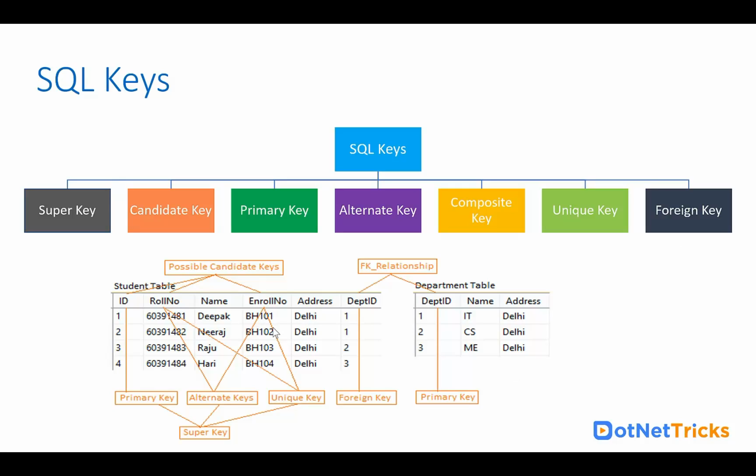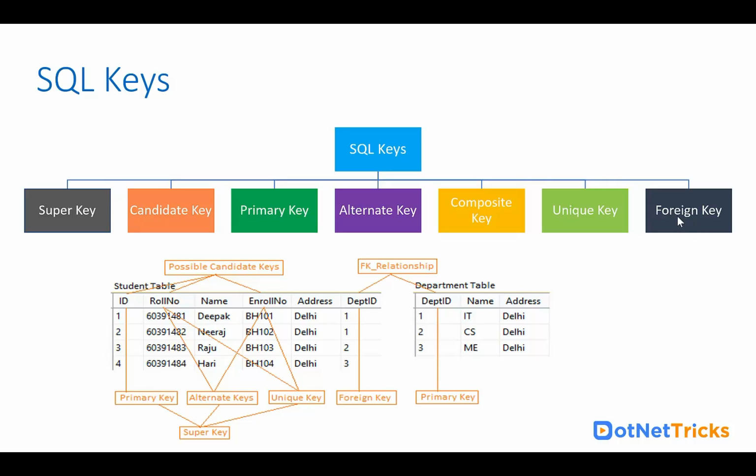So if we look at this student table, enrollment number I'm just using as a unique key. Because it is a possible candidate key, from the possible candidate keys we have made the enrollment number a unique key. Similarly, you can make the roll number a unique key also. So from the possible candidate keys you can choose the primary key, and you can choose the unique key here.